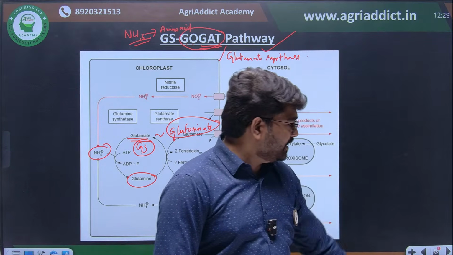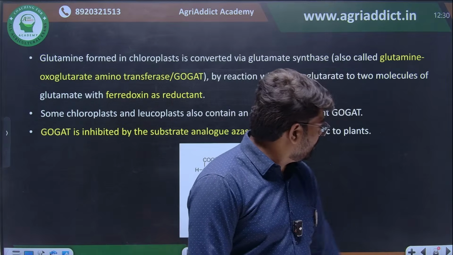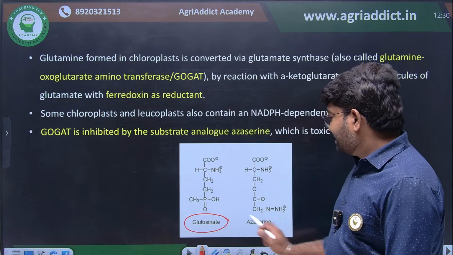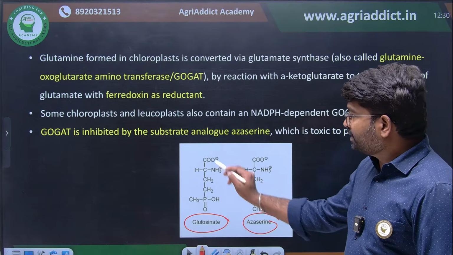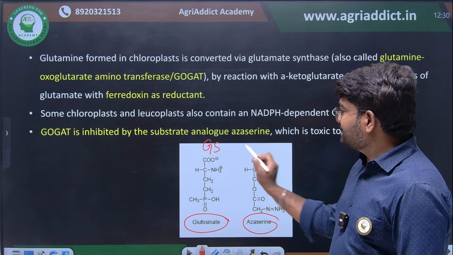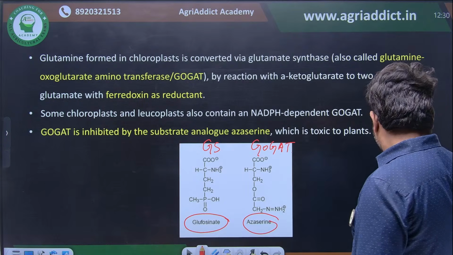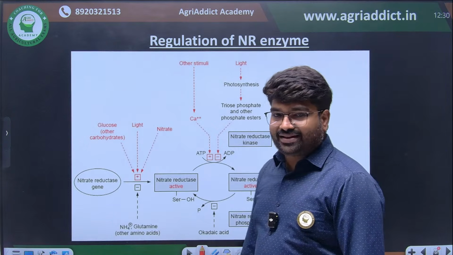These are the key objective points you have to remember. You see the structure here: glufosinate, azaserine. Glufosinate will inhibit the enzyme GS. Azaserine will inhibit the enzyme GOGAT. Now we are going to see the regulation.